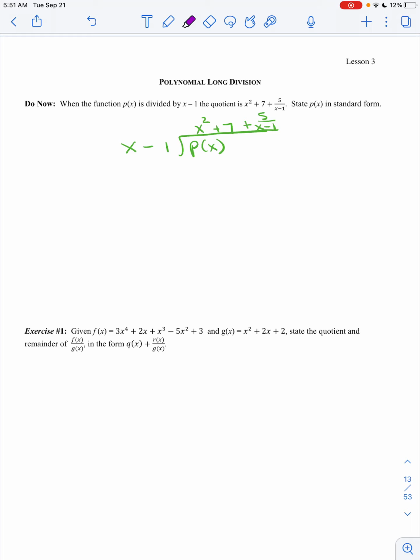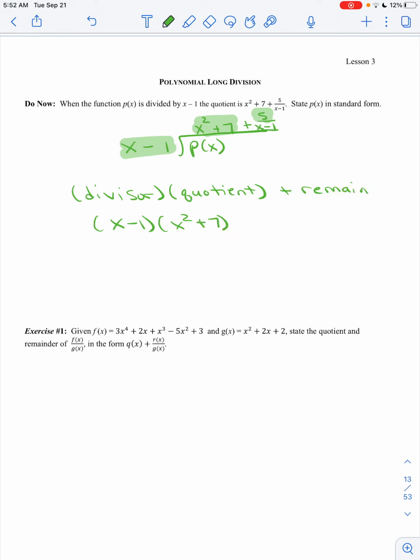So what you want to remember about this question is that in order to check, you want to take your quotient, add your remainder in, and multiply it by your divisor. So my divisor is x minus 1. My quotient is x squared plus 7. And the remainder is 5.